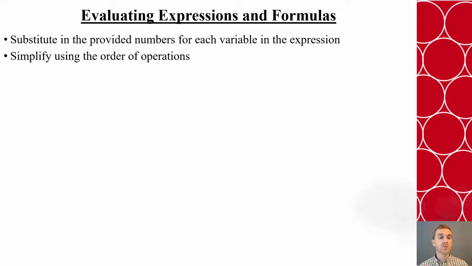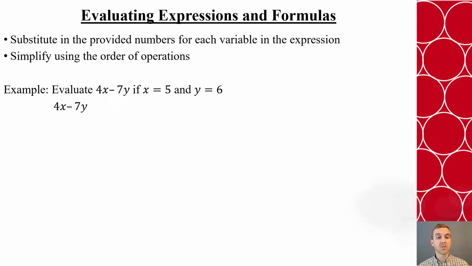Now we can also be provided values that we would substitute in for a given variable and simplify an expression or a formula. We just want to follow our order of operations as we do this. For example, say we want to evaluate 4x minus 7y when x is 5 and y is 6. This tells us to substitute in 5 for x and 6 for y. That would leave us with 4 times 5 minus 7 times 6.